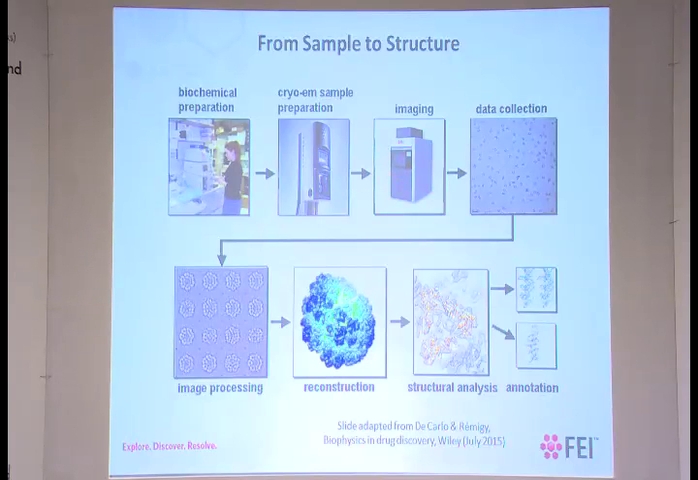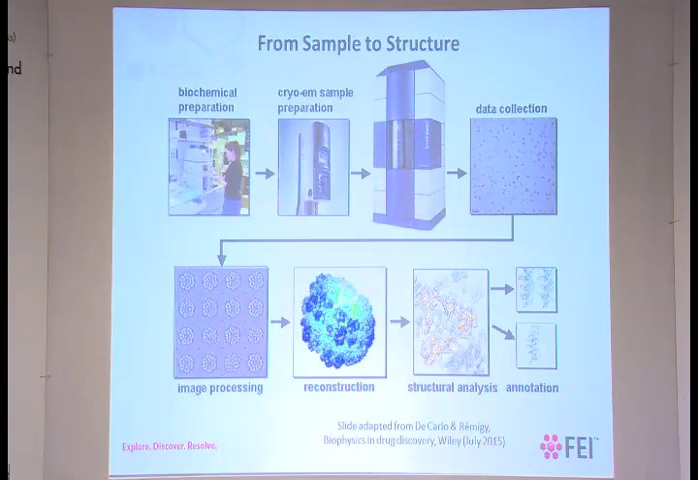You then take that grid, you image it in one of our machines. So here we have a Talos, and we have various programs which we can use for data collection in an automated way. Then, as you've been doing, you have your image processing procedures, you get your reconstruction, you do your structural analysis and all your annotations, and then you publish, hopefully, in a nice journal. And if you're quite fortunate, you can image in a Titan Krios, which is one of these here.